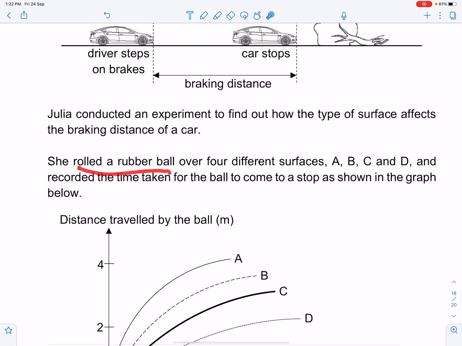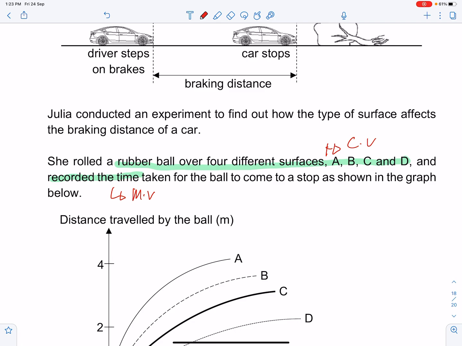She rolled a rubber ball over 4 different surfaces. So straight off the top, without even looking at anything, I already know this is my change variable, and recorded the time taken for the ball to come to a stop as shown in the graph. So basically, my recorded time here is my measured variable. And then I think about it. Come to a stop. Time taken. What does it translate to?